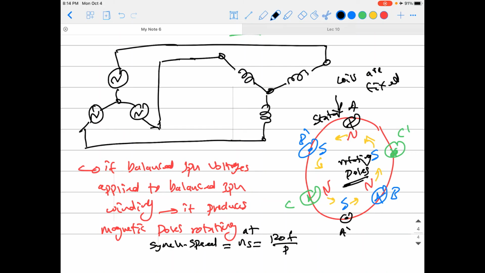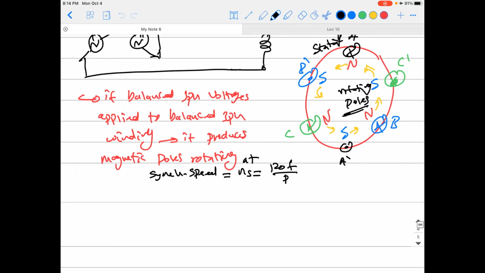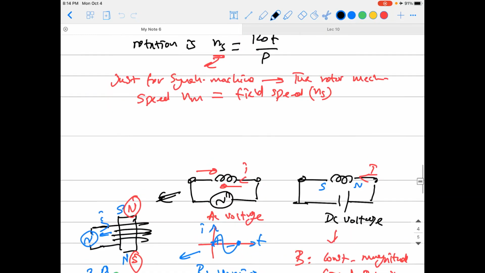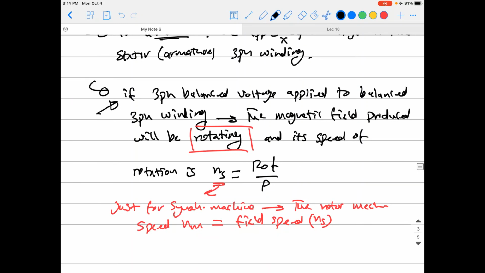For the synchronous machine, the mechanical speed of rotation will equal this synchronous speed. So the rotor will be rotating at the same speed as the magnetic poles, like I said here. So if a three-phase balanced voltage is applied to a balanced three-phase winding, the magnetic field produced will be rotating, and its speed of rotation will be the synchronous speed, 120 f over p. And just for the synchronous machine, the rotor mechanical speed nm equals this field speed ns. And that's why we call it a synchronous machine, guys. Okay? I hope this is understandable and does not confuse you.